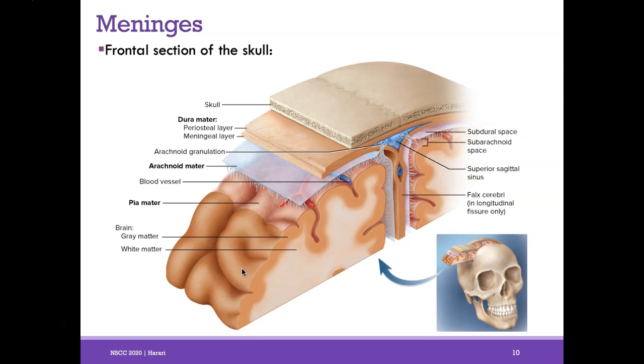Beneath the dura mater, we have the arachnoid mater, and that's where all the blood vessels are. Then you have again, more blood vessels. Then you have the pia mater. And this is showing you, over here, the subdural space. That's the space in between the dura and the arachnoid. And the subarachnoid space is the space in between the arachnoid and the pia. So you have these spaces as well.